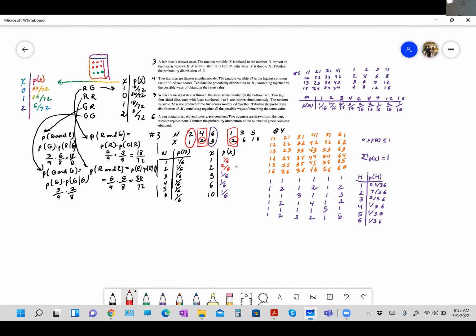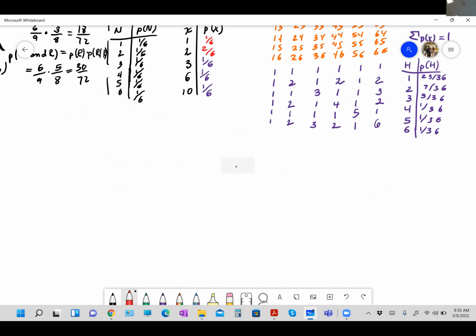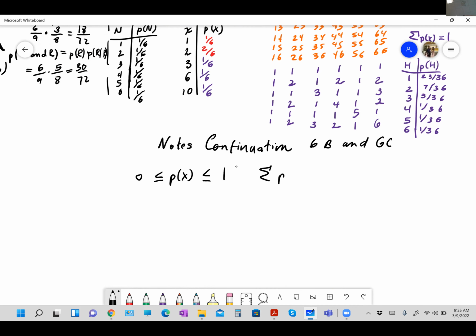All right, we're going to continue now. Let me zoom in here. We're here in the middle. So we know two rules. This is notes, continuation, and this goes on to do 6B and 6C. We know the probabilities have to be between 0 and 1, and we know that when we add up all the probabilities, it has to equal 1. The question is, are we clever enough to represent them?